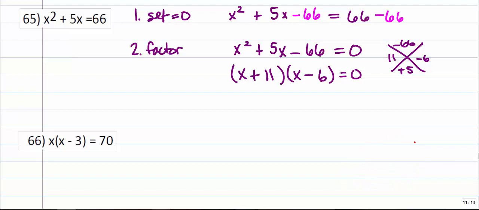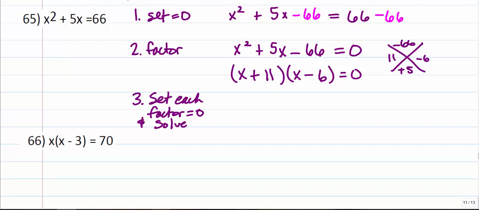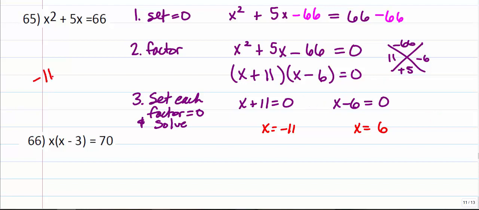It won't take that long. And if we did not have the equal 0, we would be done, but we're not. We have to solve this. So we set each factor to 0 and solve. Here I'm going to set x plus 11 equal to 0 and x minus 6 equal to 0. When I solve this one, I'm going to subtract 11, but when I solve this one, I'm going to add 6. So you just always, if you're adding to the variable, you subtract to the other side. If you're subtracting, you add. And so negative 11 and 6 would be the solutions to 65.